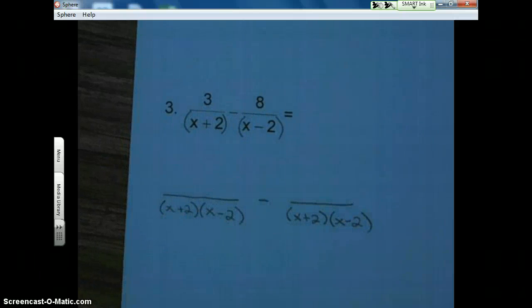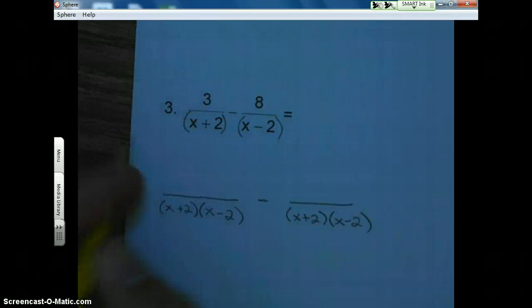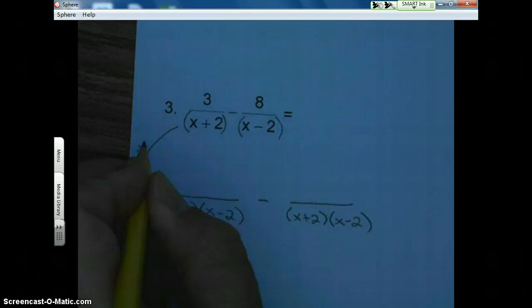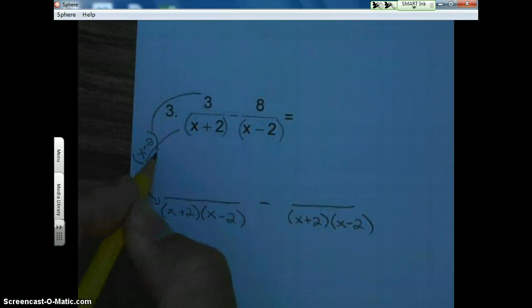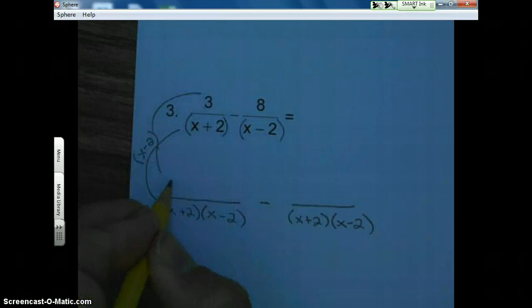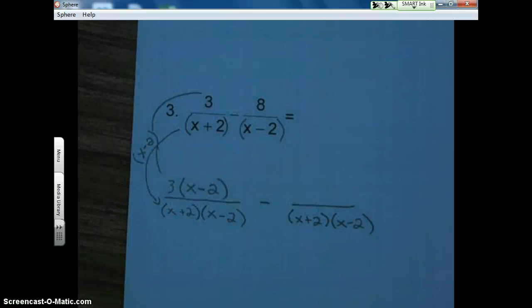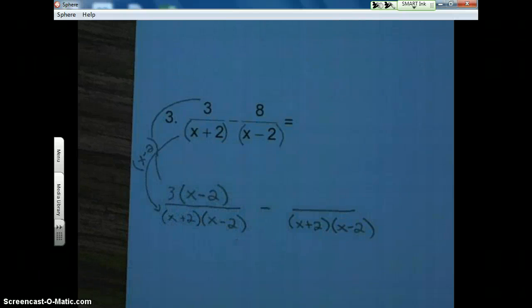Yes. Okay, so what did I multiply the denominator by? We multiplied this denominator by x minus 2 to go down here. So x minus 2 is what we multiplied it by. So we have to multiply the numerator by x minus 2. So we're going to have 3 times x minus 2. Okay, don't multiply them together. Leave it all in factored format.